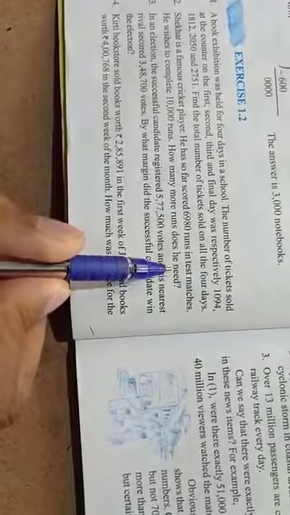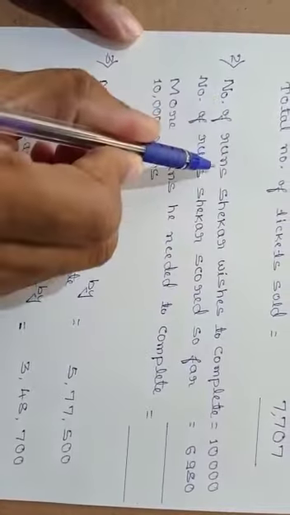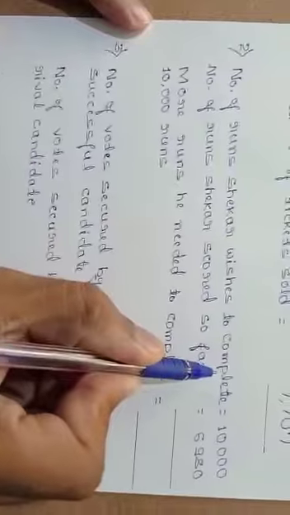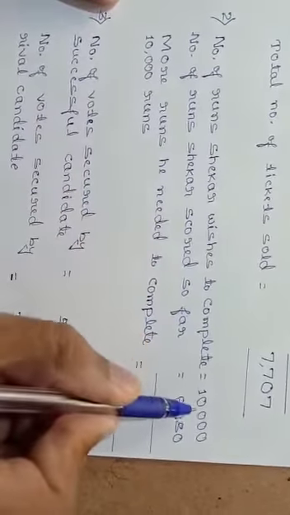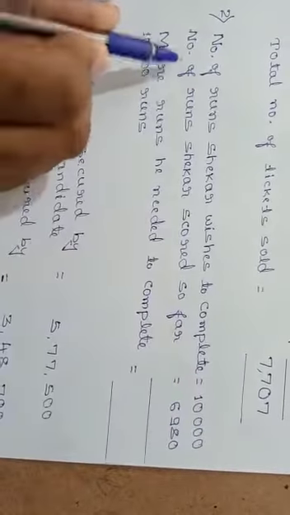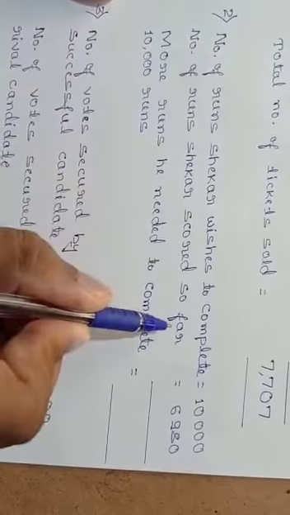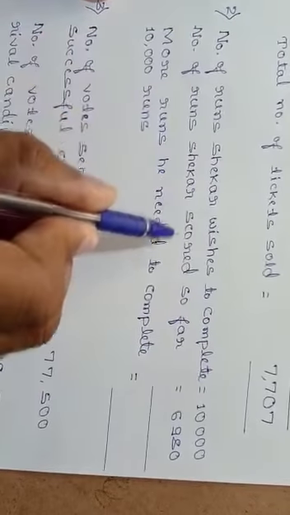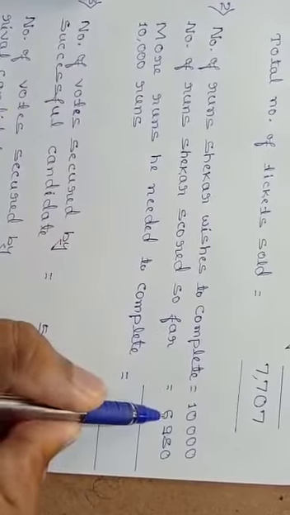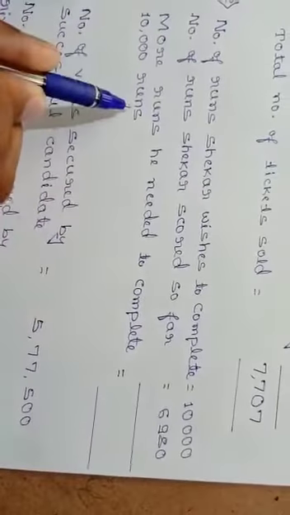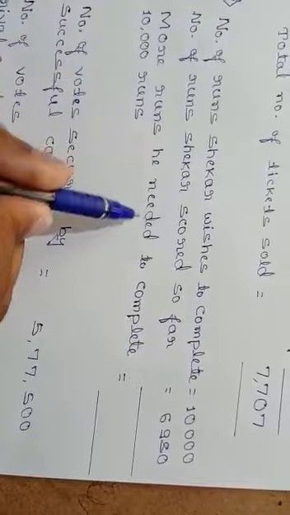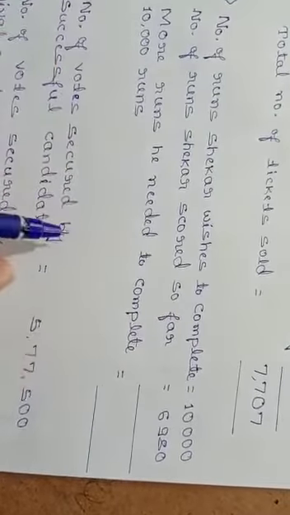Students, answer for this question. Number of runs Shekhar wishes to complete is equal to 10,000. Number of runs Shekhar scored so far is 6,980. More runs he needs to complete 10,000 runs equals?